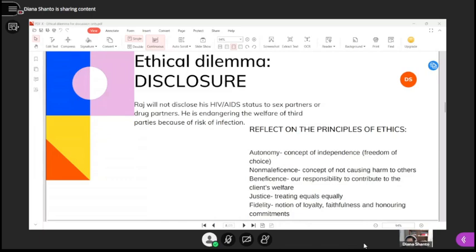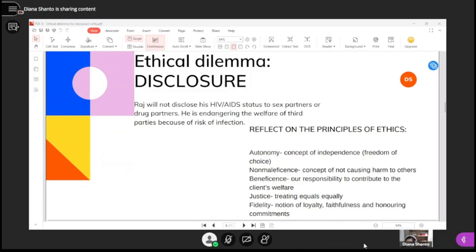Parce que, pourquoi quand je dis ça là? Parce que HIV AIDS, il y a une loi à Maurice qui dit que on n'a pas le droit de disclose their status if they don't want to. That's the law. We can't go beyond law. Donc, will not disclose HIV. That's his autonomy, his freedom of choice, that's his right.